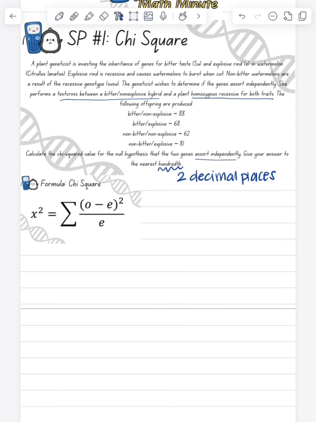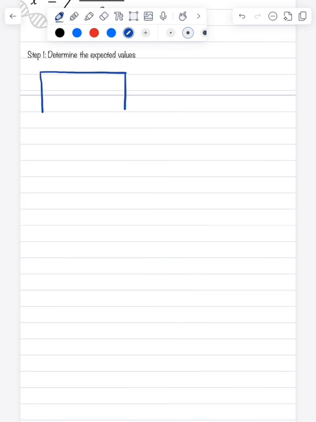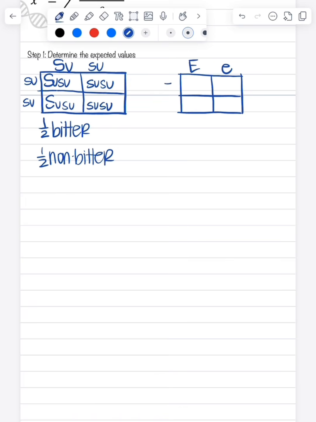The first step is going to be to calculate our expected values. To calculate the expected values on these, we're going to do a Punnett square. We're going to do 2 Punnett squares because we have 2 different types. The first Punnett square we're going to look at is bitter versus non-bitter. And so we see that half of them are bitter and half of them are non-bitter. And again, we'll do the explosive with the non-explosive. So half of them being explosive and half of them being non-explosive.